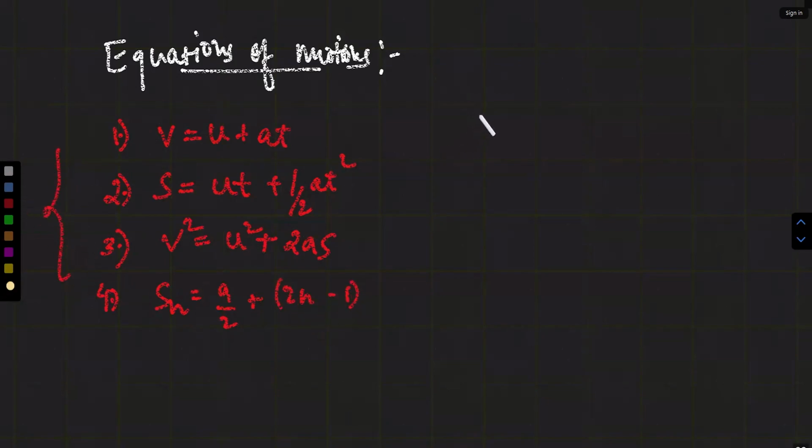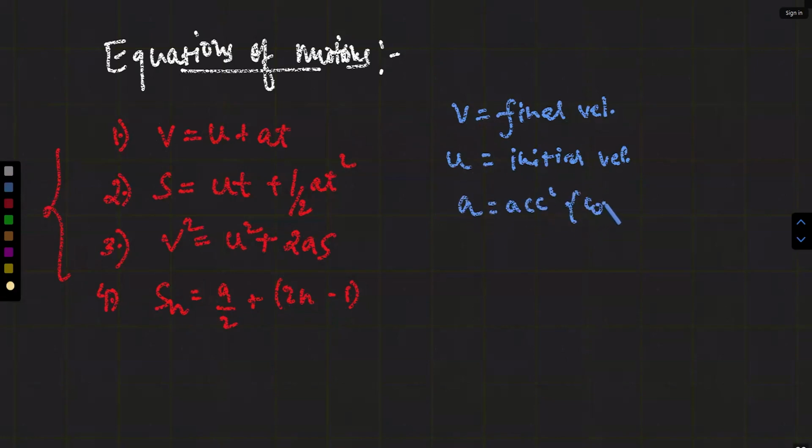Over here, v is my final velocity. u is my initial velocity. a is my acceleration. Now this acceleration is constant. But in a real life scenario, acceleration is never constant. You never drive a car continuously at 40 meters per second, right? The next is s, that is displacement. And over here is n, it describes the nth second.